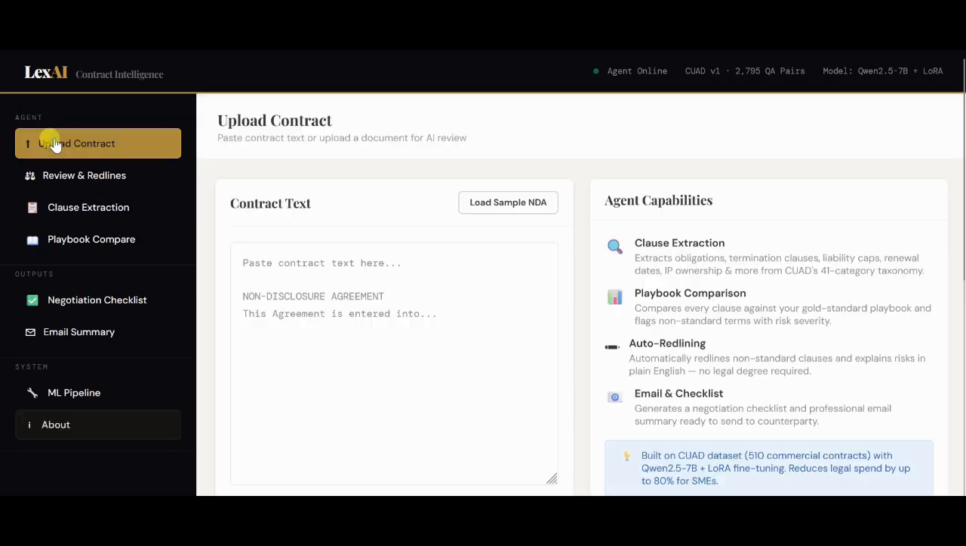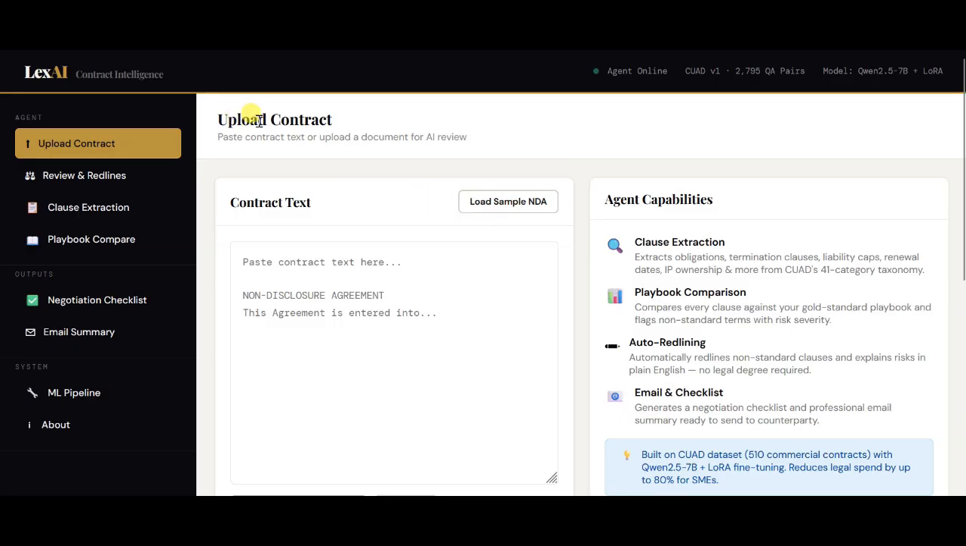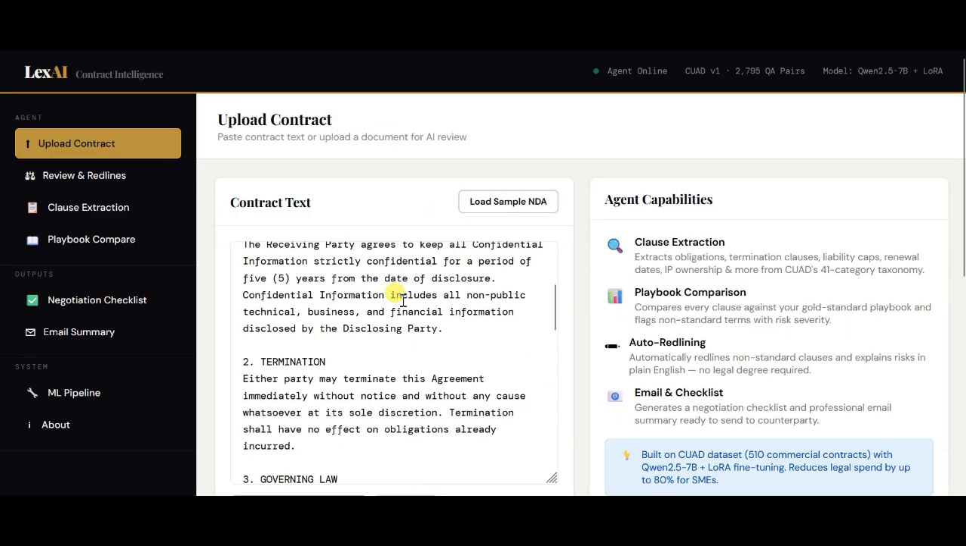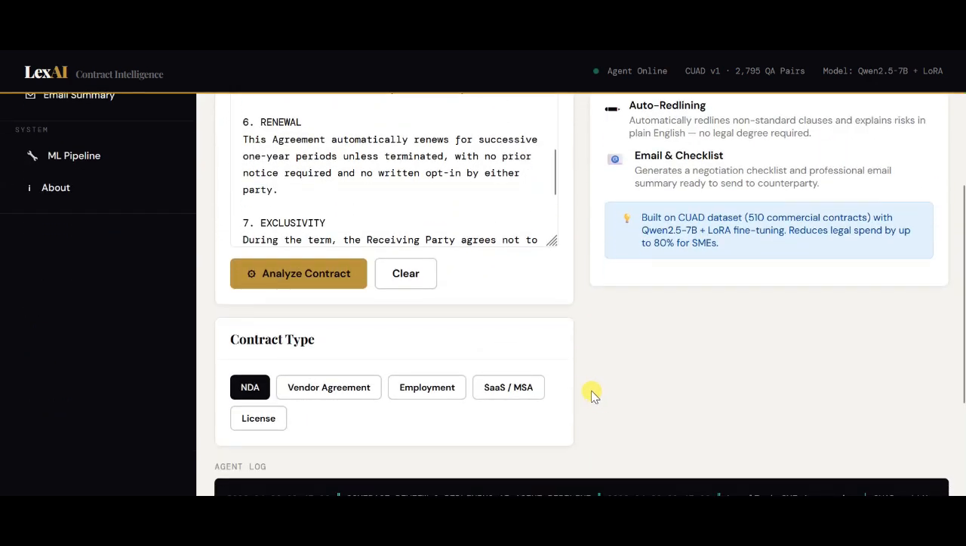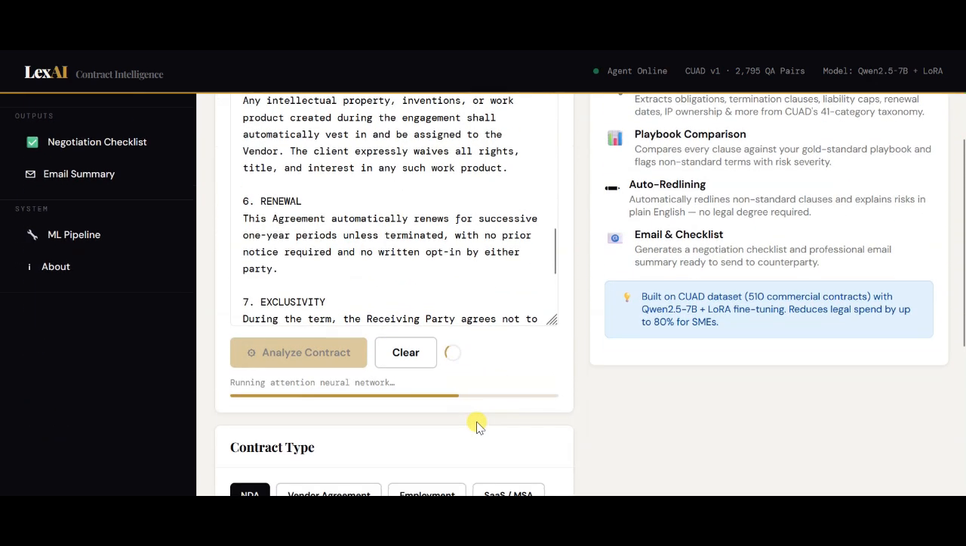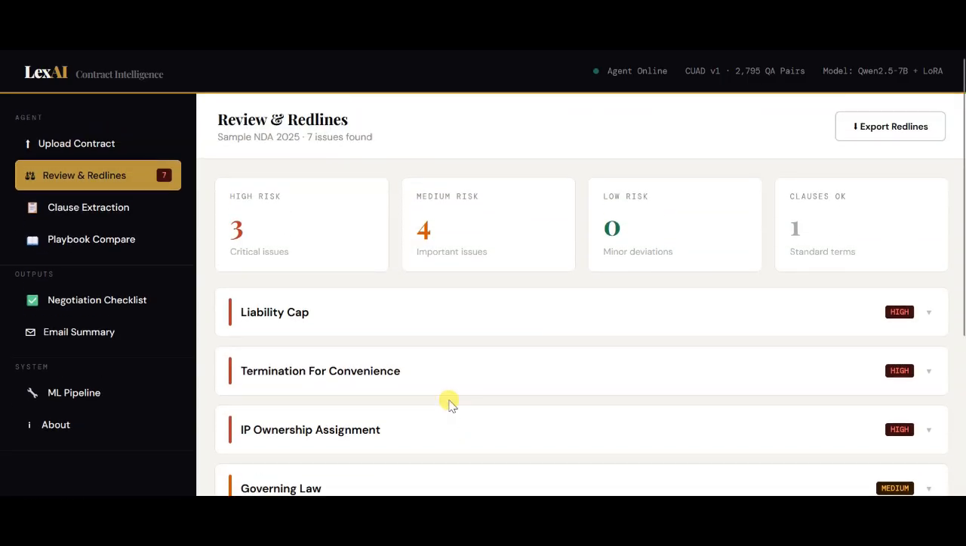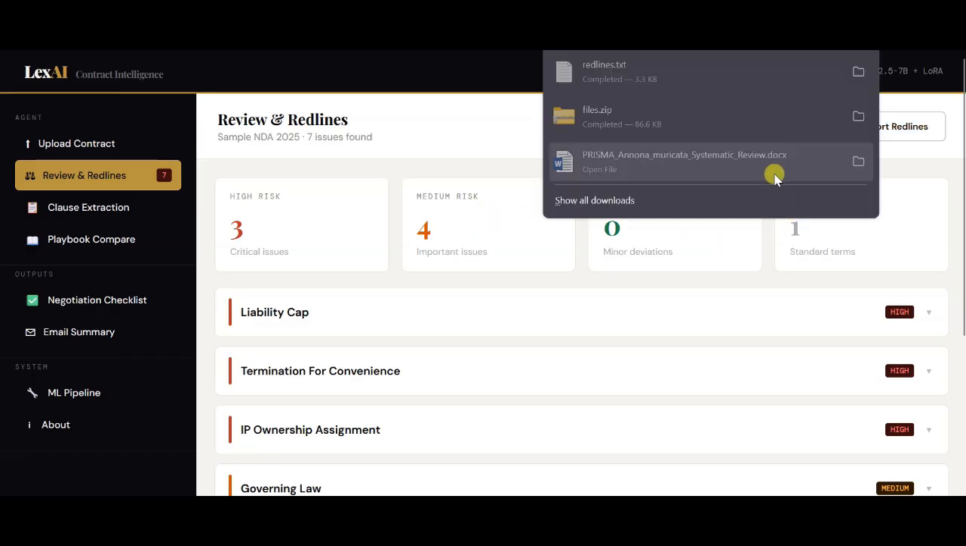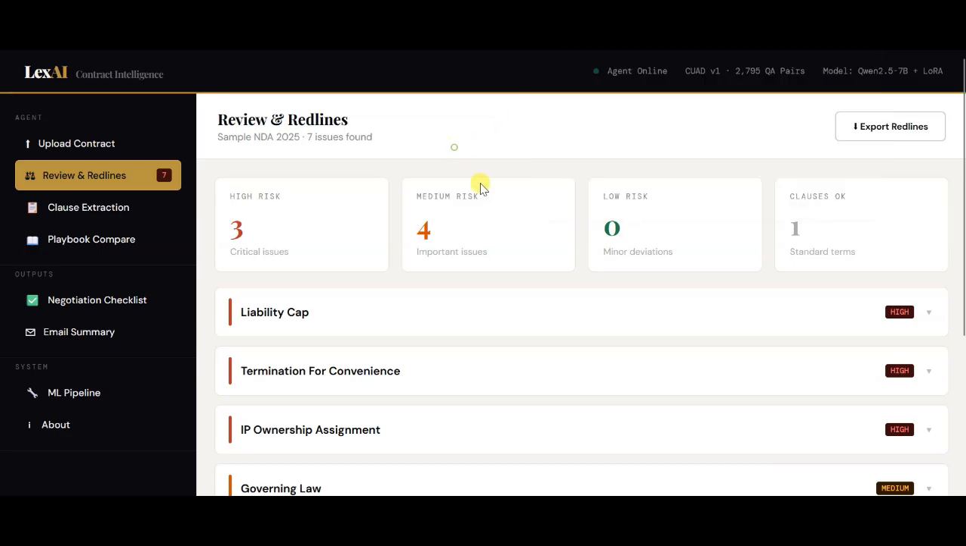So let's look at some of the features. As you can see, you can upload contracts. Let's load a sample. This is a sample, as you can see on the screen. If we actually analyze, you see it runs and it gives us results. You can see the indicators here: high risk, medium risk, low risk clauses. You can as well export the redlines into text format.